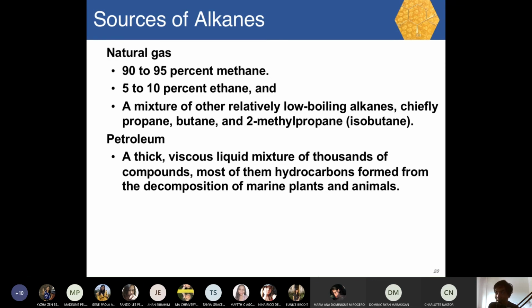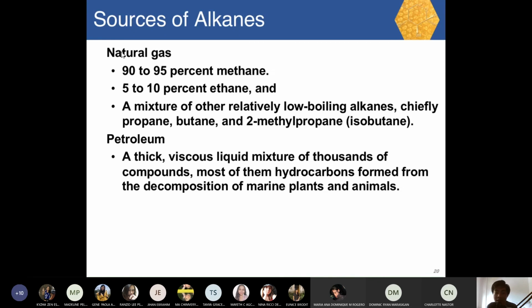No? Tapos ginagamit nila yung natural gas as source of electricity. So 90 to 95% of the natural gas ay methane. Then a few percent is ethane and other compounds such as propane, butane, and isobutane. No? So, yan yung mga products ng ating natural gas.